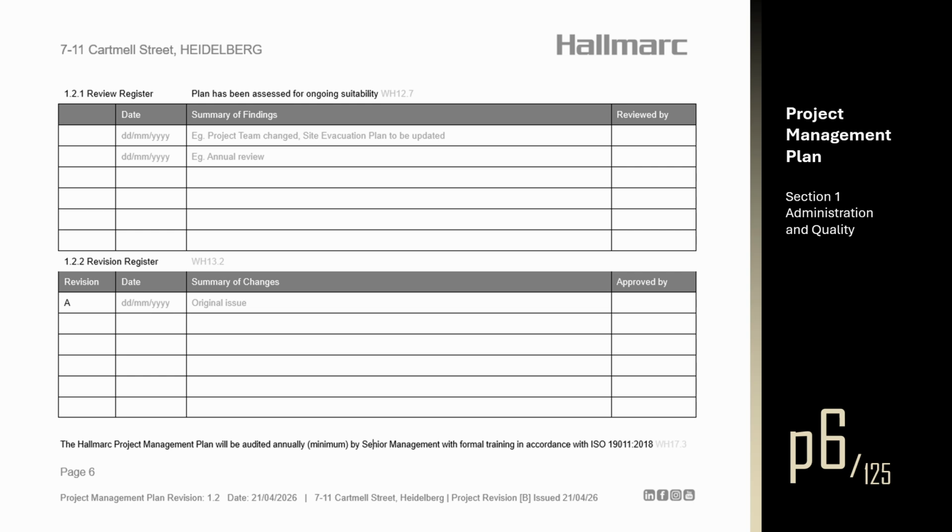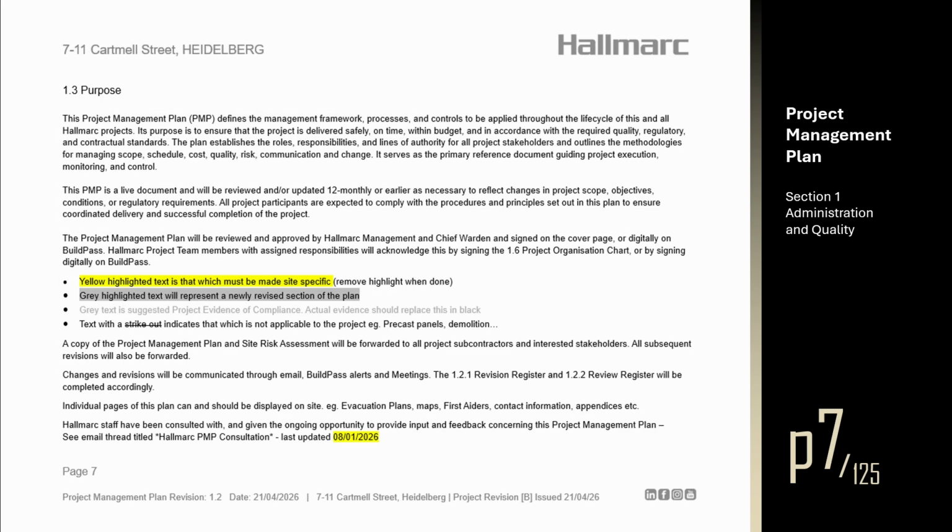The Hallmarc Project Management Plan will be audited annually, as a minimum, by senior management with formal training in accordance with ISO 19011. Section 1.3. Purpose. This project management plan defines the management framework, processes, and controls to be applied throughout the lifecycle of this and all Hallmarc projects. Its purpose is to ensure that the project is delivered safely, on time, within budget, and in accordance with the required quality, regulatory, and contractual standards.